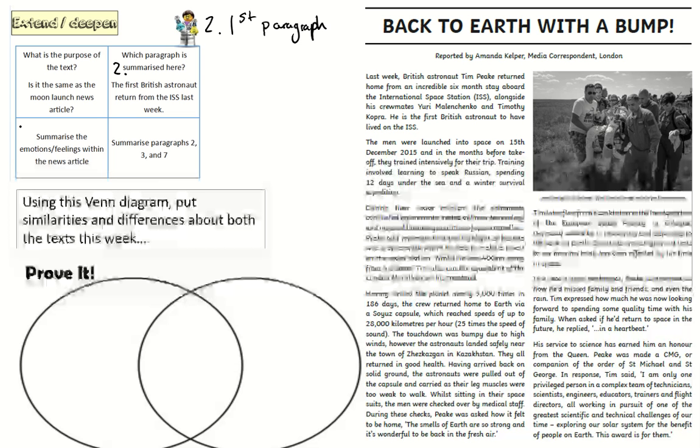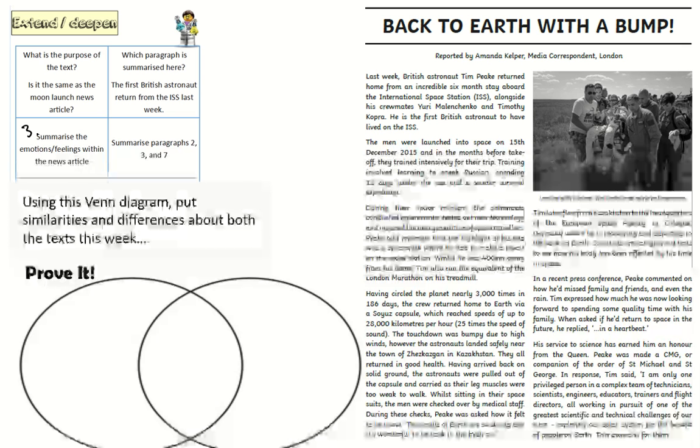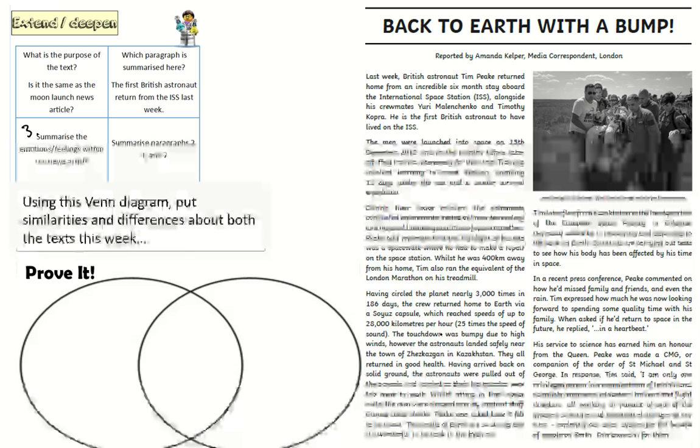Summarise the emotions and feelings within this news article. So before, it was very much excitement. Oh, I'll get rid of this answer, actually. Poof. It was excitement. It was relief. There was worry. But if you have a read through this one, testing out technology. Reporters saw the highlight of the trip was a spacewalk. He ran the equivalent of a London Marathon. I think there's a lot. There's not as much here about the touchdown was bumpy due to high winds, but that they landed safely. There isn't anything really about people watching it and being worried.